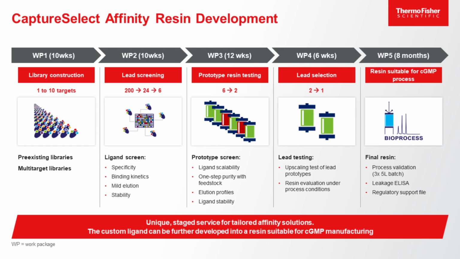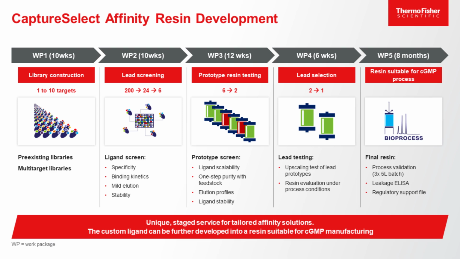So the development path we have, starting really from scratch, from target to final resin, which is suitable for GMP processes, is a platform 5-step process. And that 5-step platform process will, in the end, result in a resin which is scalable and suitable for GMP processing. If you take a look at the left-hand side, is what we call work package 1, which starts off with library construction. So we would take a target and would make a library through immunization.